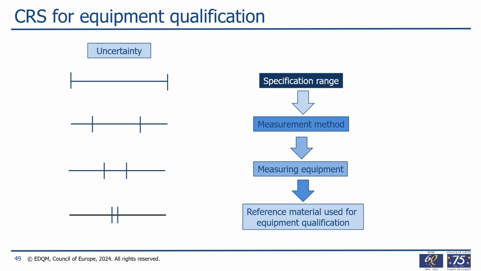We can also look at it by measurement uncertainty. So if we start from a specification range of a certain product, the uncertainty of the measurement method can only comprise a part of that range, because of course you need to leave some margin for the variability of the product. And the same principle basically trickles down to the measurement equipment, which cannot comprise all the uncertainty of the measurement method. And finally, the reference material used for equipment qualification should have the smallest possible uncertainty assigned to its content.